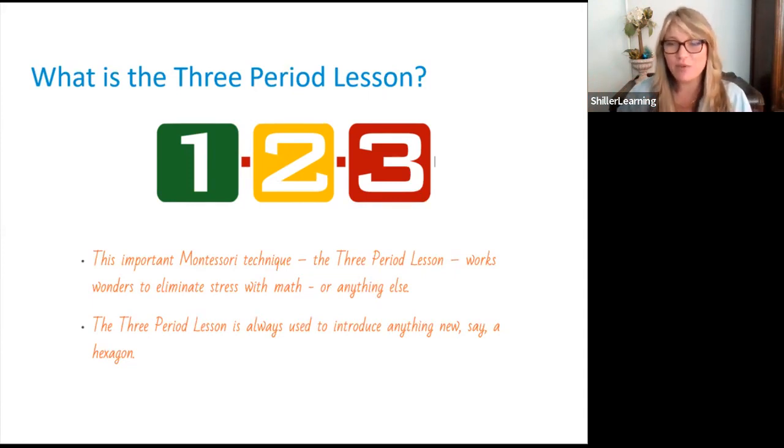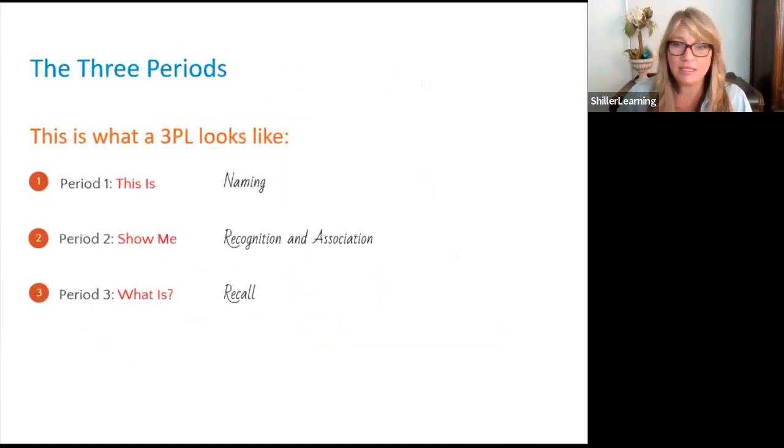in that next level. Frustration often comes in when we move our child too quickly. And so the 3-period lesson is going to help prevent that. It's actually a common mistake that happens in education, moving a child too quickly before they're ready to get to that next step. And then they end up frustrated, you end up frustrated, and no one is happy.